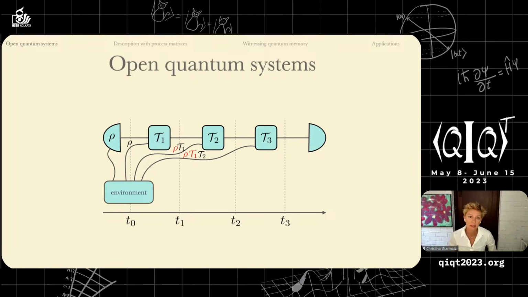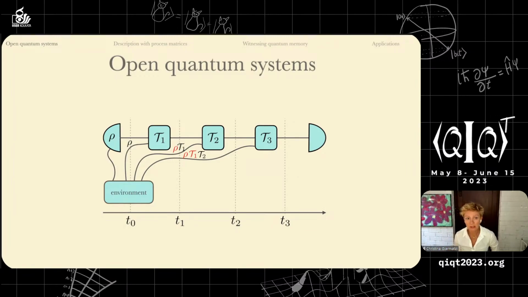So it can be seen as different channels, T1, T2, T3. And then you have the environment. So the environment can affect all of these things that you do, the preparation of the state and the application of a gate or some general map, T1, T2, T3.